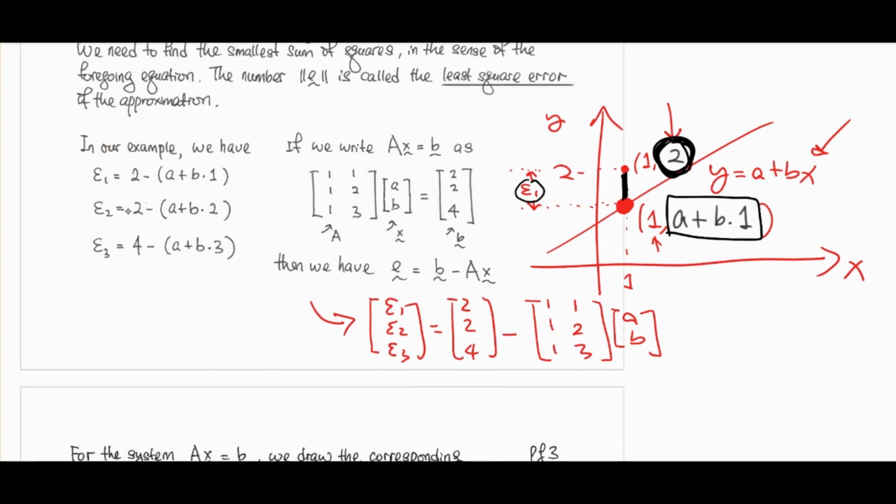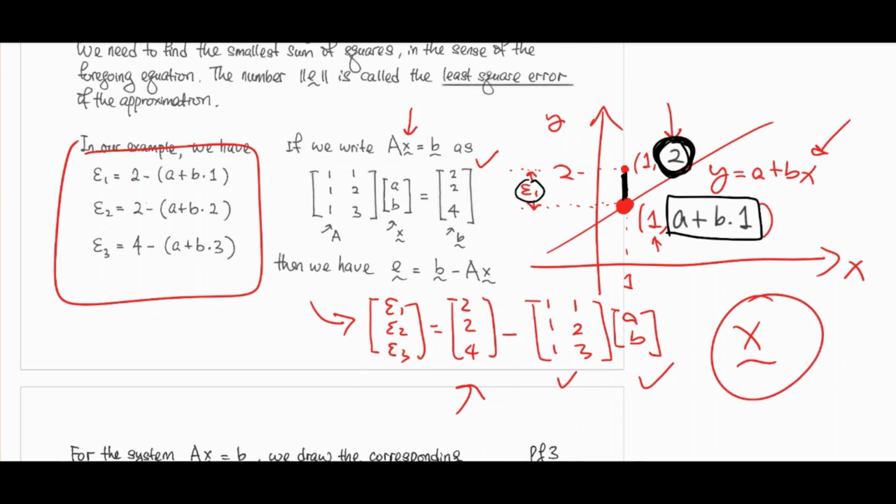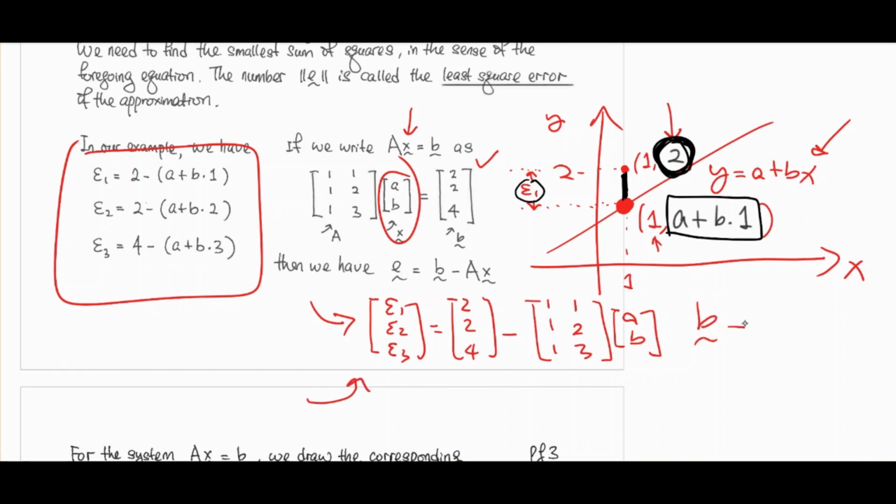you will see that these equations are actually given by B, 2, 2, 4, we call that vector B, minus this matrix A and this matrix X here, which we call a and b. The thing that we want to find is X, right? That's what we usually do. You've been brainwashed since preschool that the thing that you want to find is called X. So this is why we want to find a, b. And you will see that the error is actually coming from B minus AX. So this is our error here, okay?